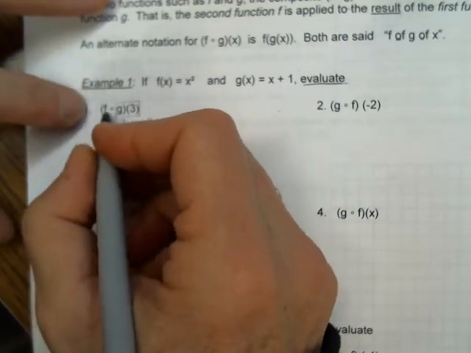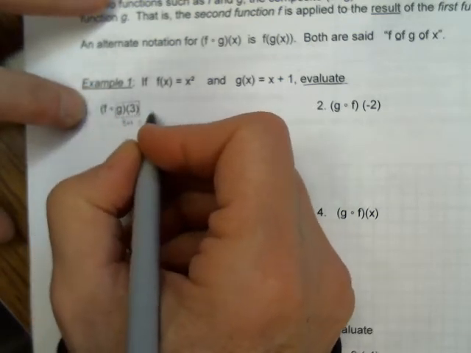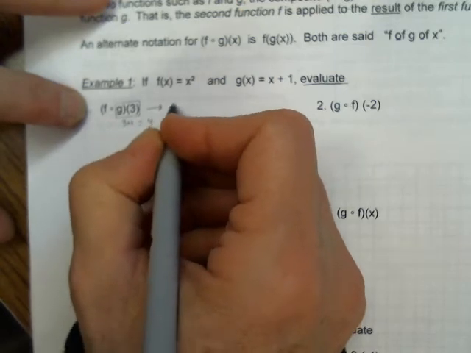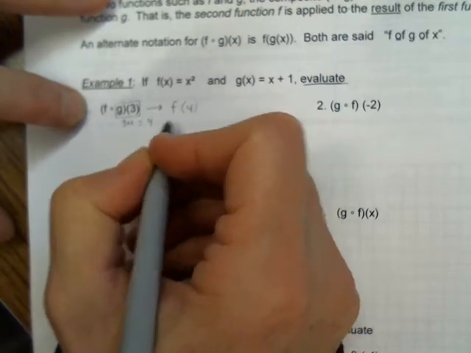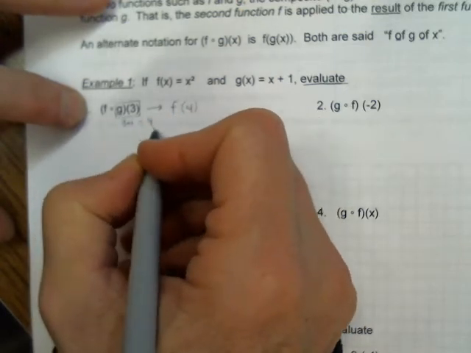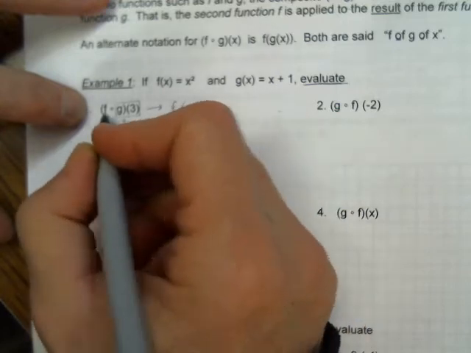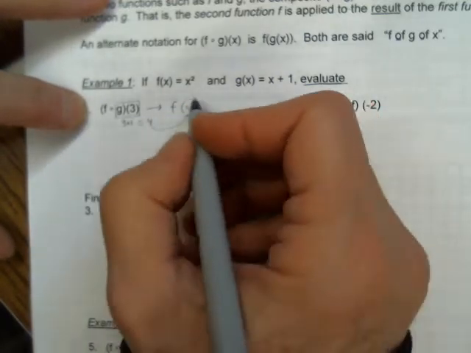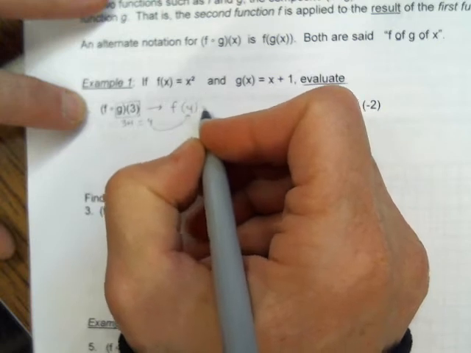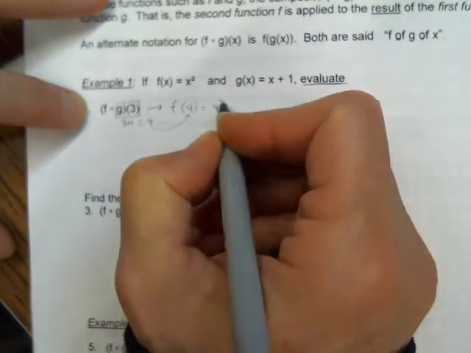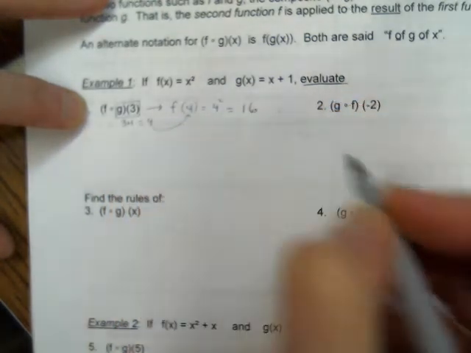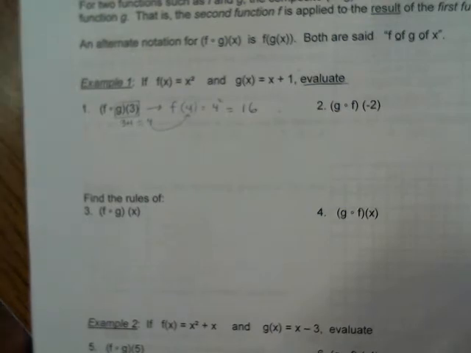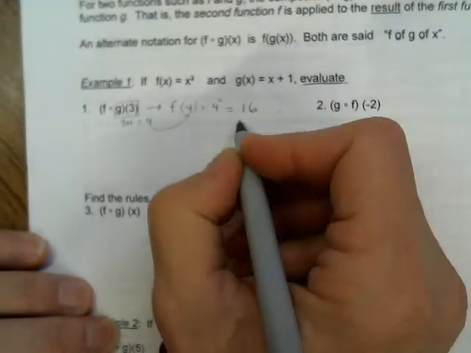So now we're going to take the result of this, and we're going to do f of 4, because whatever we got in this first function is applied to this function. So f of 4, well, we just replace the x with 4, which is 4 squared, which is 16. So that first result is 16. That's our answer.